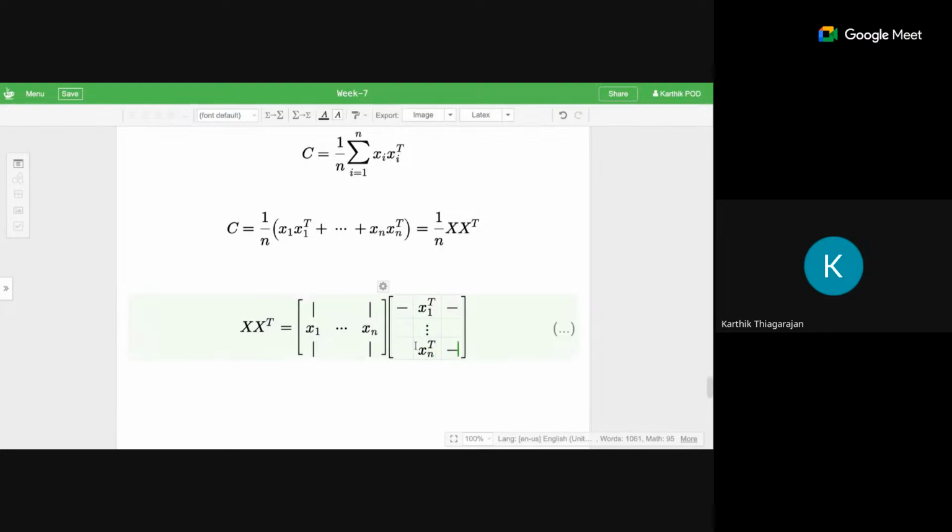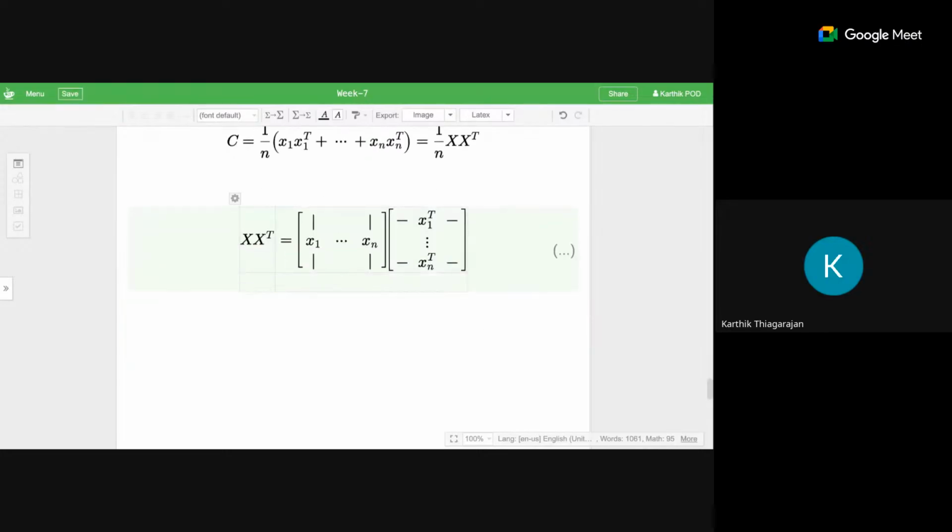If you recall, very early on in this course, we looked at a certain way of multiplying two matrices. This is one way of multiplying a matrix. You multiply this column vector with that row vector. So x1 you multiply with x1 transpose, x2 you multiply with x2 transpose, xn you multiply with xn transpose.